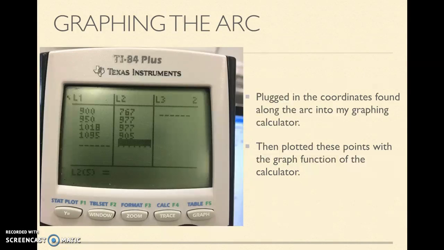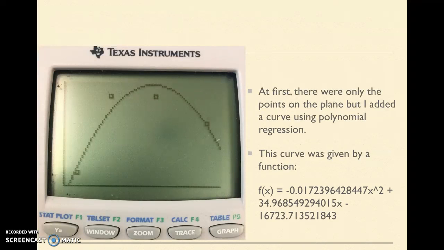So for graphing the arc, I plugged it into my calculator because the graphing device that Mr. Walsh recommended didn't work on my Mac. So I had to use my calculator, but it was not that bad. I plugged in just the arc piece, as seen here, and then plotted these points with the graph function on the calculator. The graph function at first gave me just the 4 points shown above, and then I made a line of best fit using a polynomial regression, and that also gave me the curve shown at the bottom right of the slide.